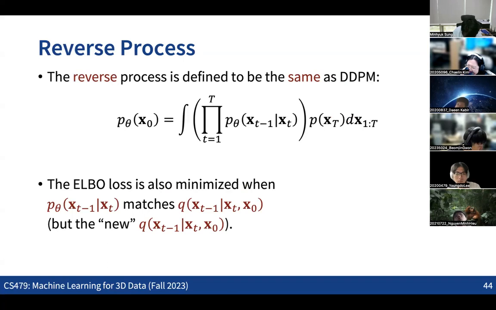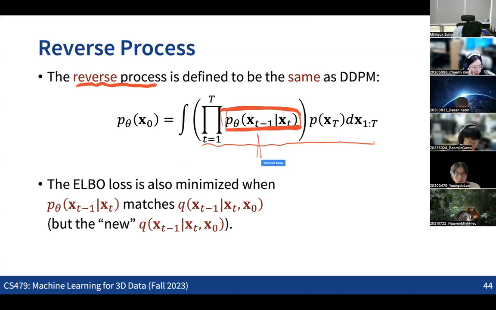So that's kind of the key thing. Now the reverse process is still defined as a kind of Markov chain like this. And here the goal is basically to get the best estimation of the Gaussian parameters for this reverse transition. The loss function is still minimizing the difference between this single reverse transition and the conditional probability of xt minus 1 given xt and x0.